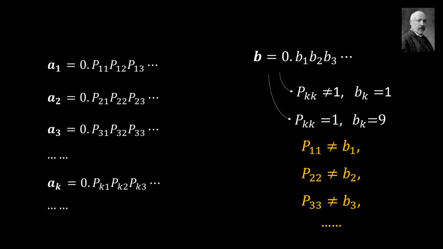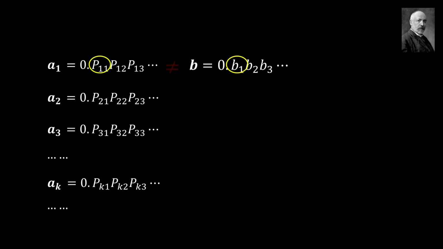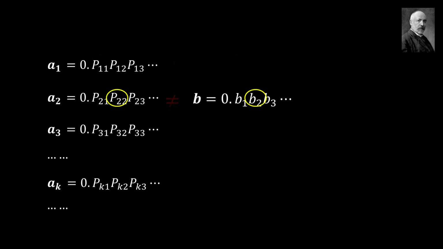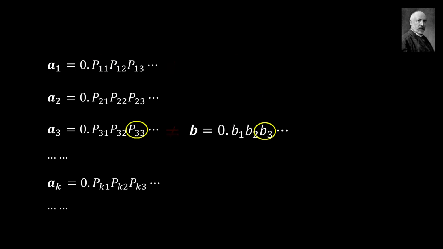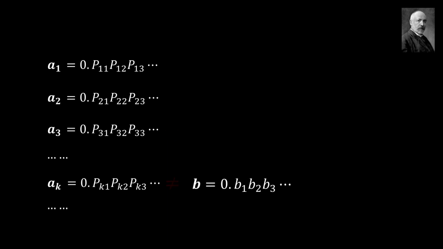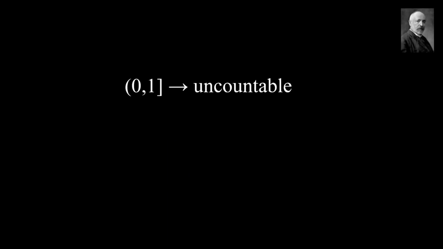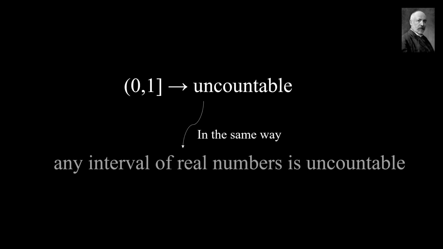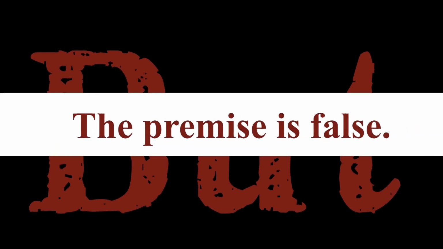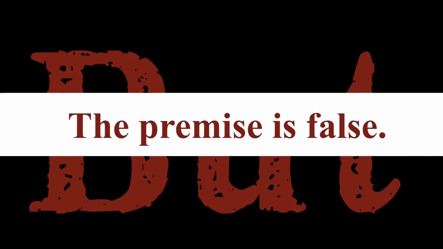Hence, b is a real number in the interval [0, 1], but it doesn't equal any real number in the above sequence, which contradicts the hypothesis. Therefore, [0, 1] is uncountable. Similarly, any interval of real numbers is uncountable. The premise of the above demonstration is false.